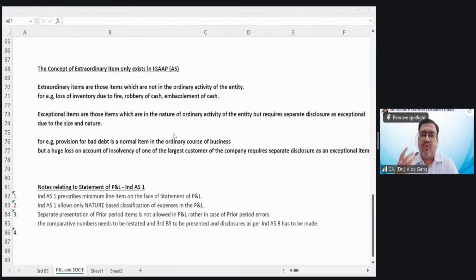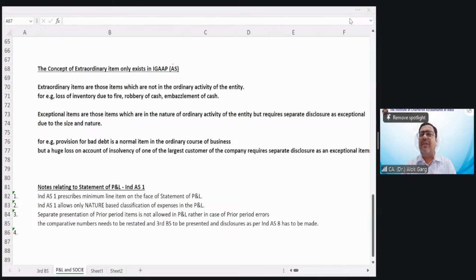Extraordinary items are those items which are not arising within the ordinary activity of the entity. For example, loss of inventory due to fire, robbery of cash, embezzlement of cash. These are known as extraordinary items as per accounting standard, not as per Ind AS.